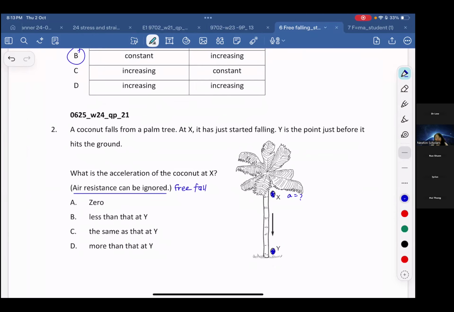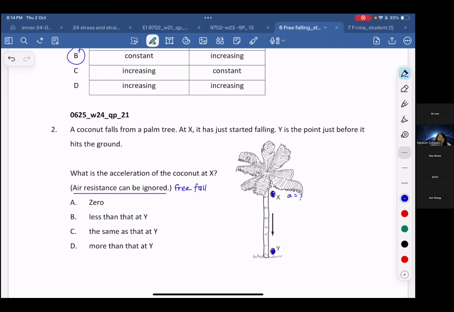Okay, boys and girls, tell me your answer. Respond to me, dear. Any of you? Question number 2. No, Hui Tong, no. Emily, Emily, I was just calling you. Correct, Emily.